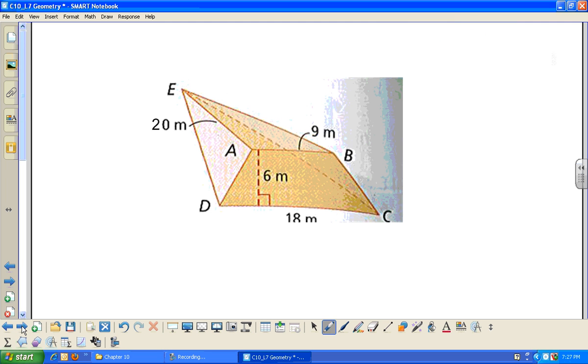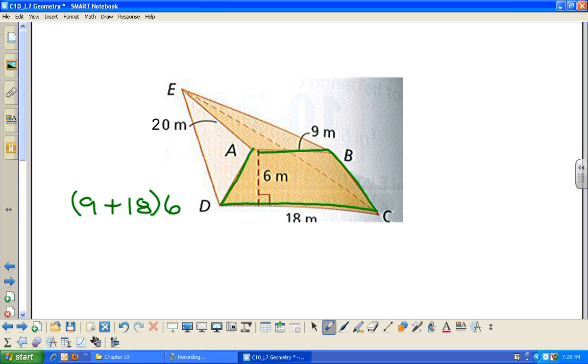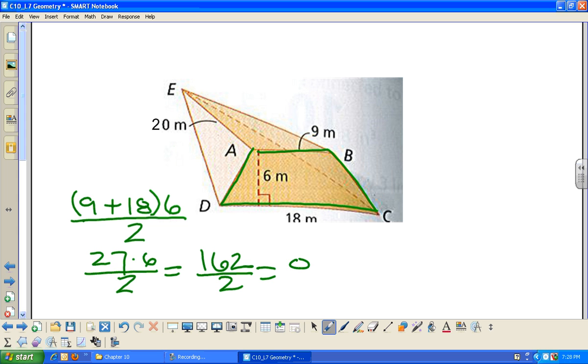Now looking at this picture here, the same goes for any type of pyramid. So first I have to find the area of this trapezoid. Area of the trapezoid is going to be B1 plus B2 times the height of the trapezoid divided by 2. So 9 plus 18 will give me 27. 27 times 6 would be 162. Divide that by 2 would be 81. Now that's the area of my trapezoid here.